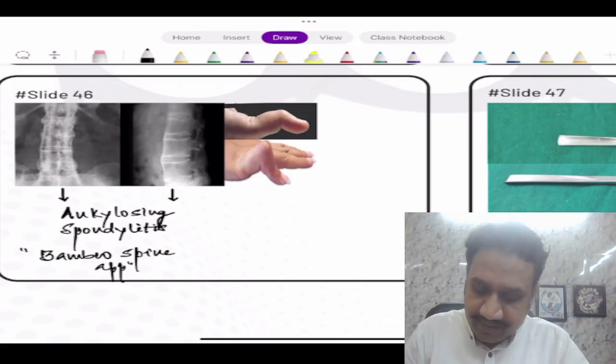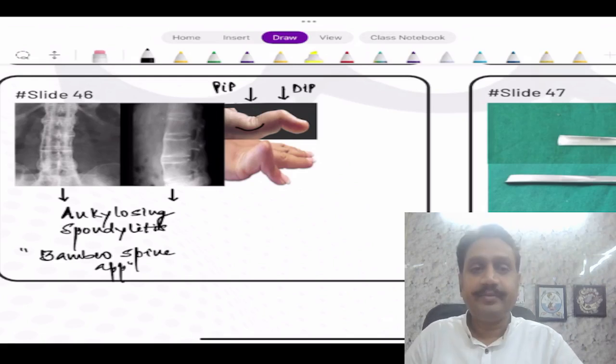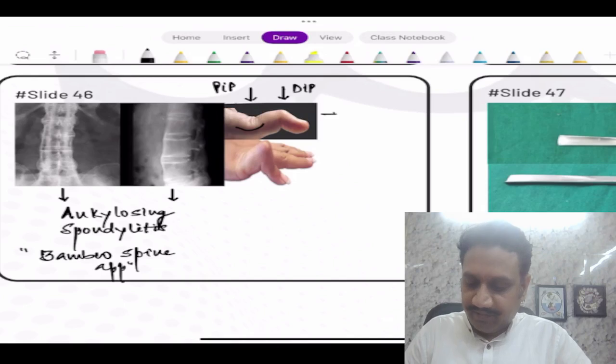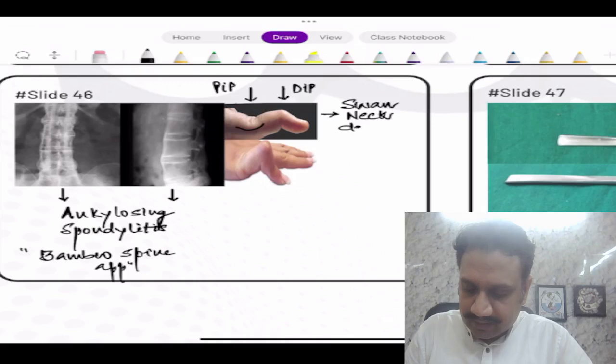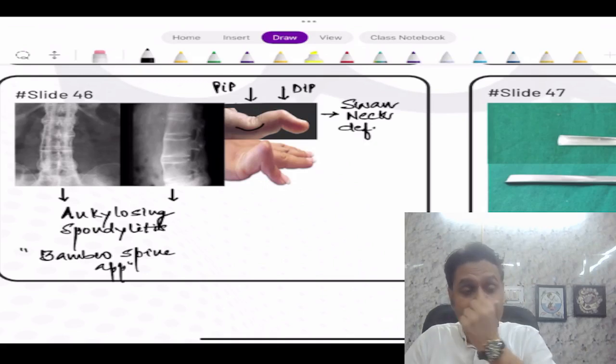The upper deformity that you see is hyperextension of the PIP, the proximal IP joint, and flexion of the DIP. What do we call that deformity? Flexion of the DIP and hyperextension of the PIP is called swan neck deformity, right?